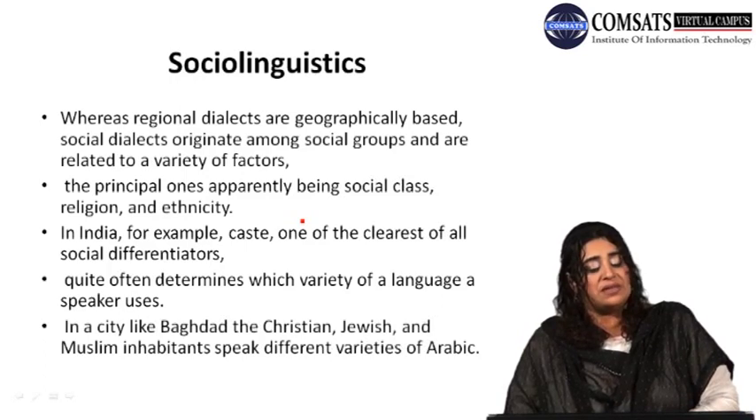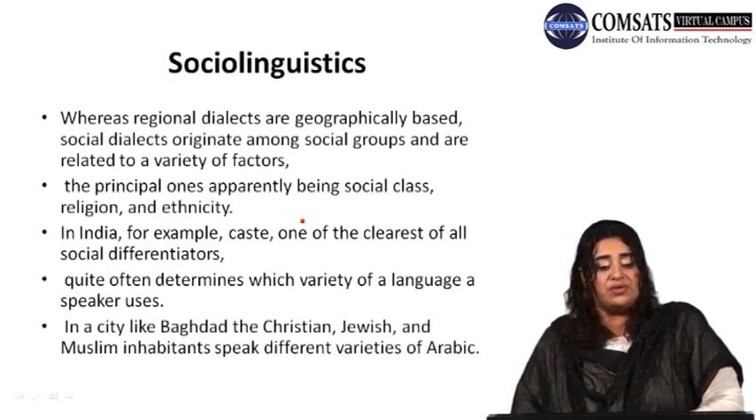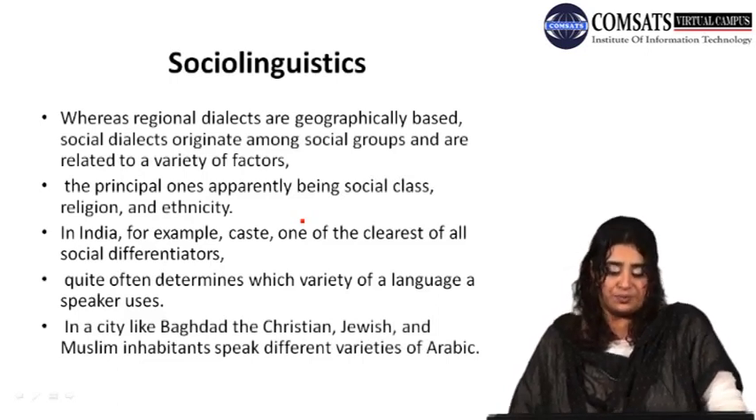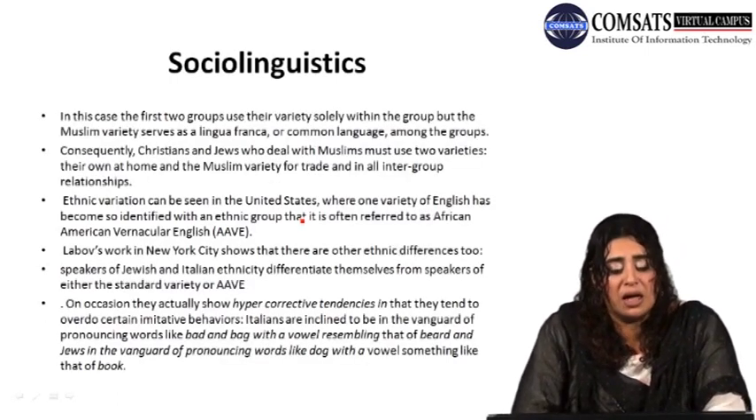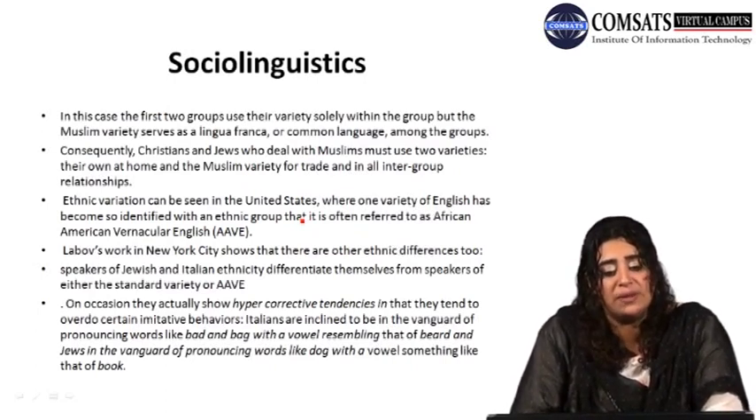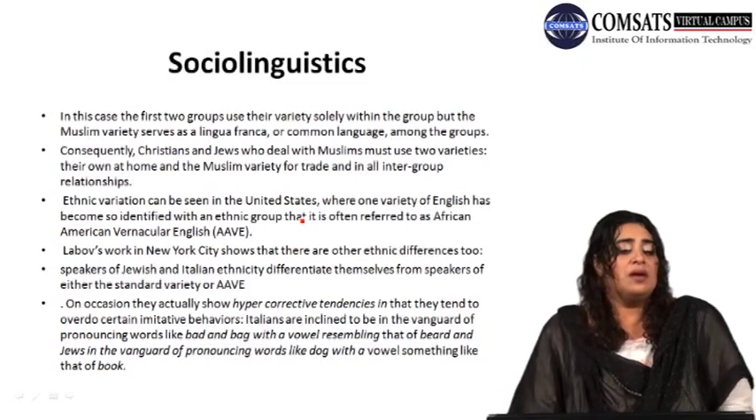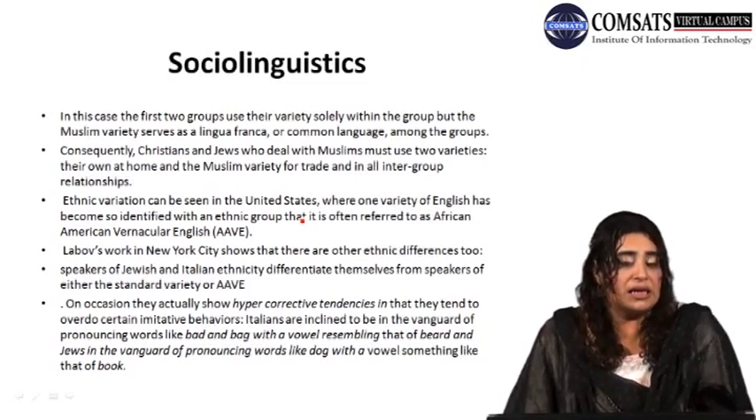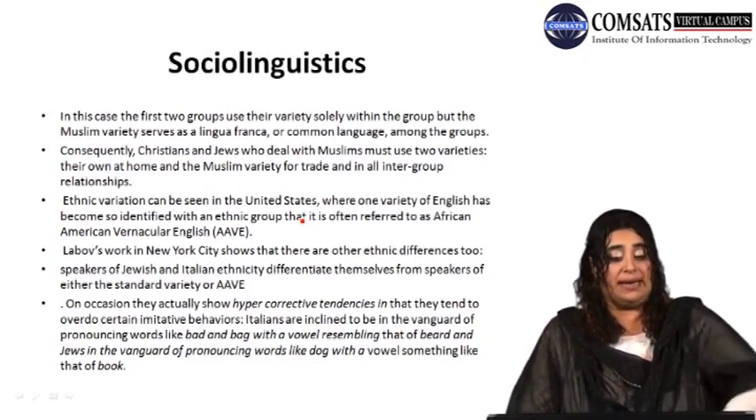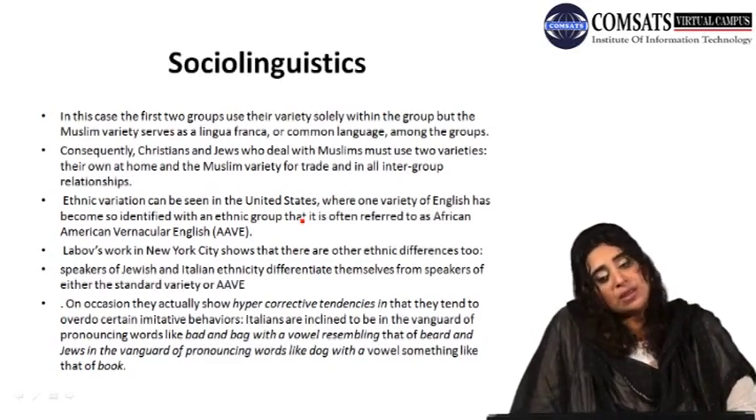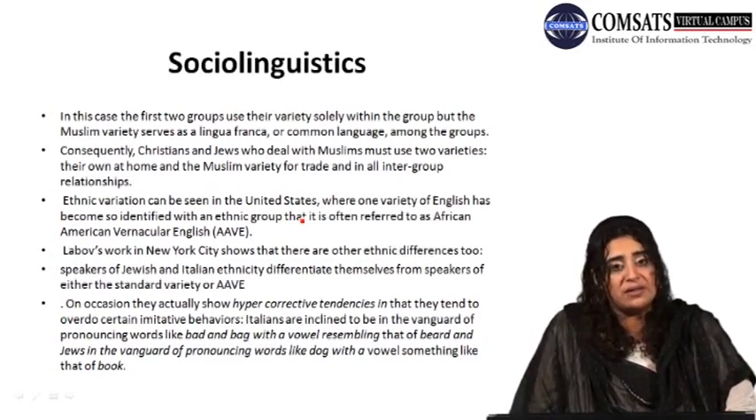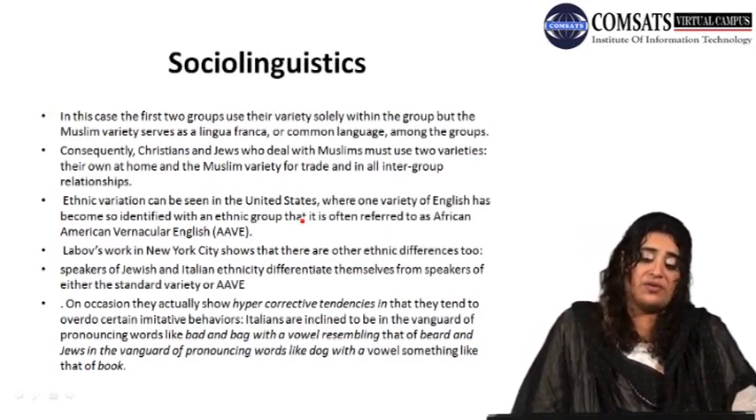So in a city, let's say like Baghdad, the Christian, Jewish, and Muslim inhabitants speak different varieties of the Arabic language. In this case, the first two groups use their variety solely within the group, but the Muslim variety serves as a lingua franca, or common language, among the groups. Consequently, Christians and Jews who deal with Muslims must use two varieties, their own at home and the Muslim variety for trade and in all intergroup relationships.